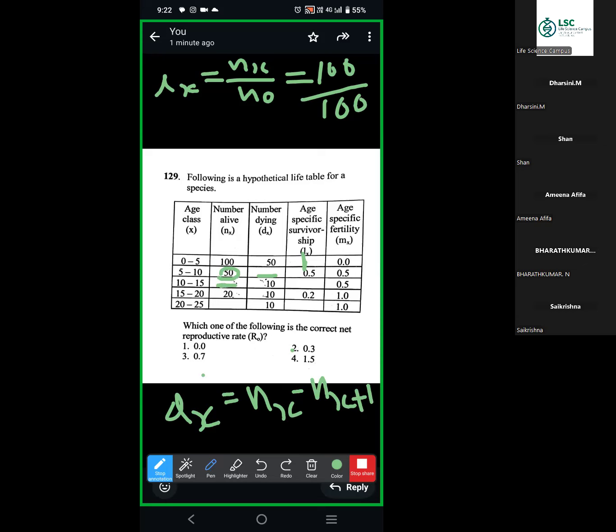Yes, ma'am. But we have here 10 individuals who died. And in the succeeding age class, there are 20 individuals. Is it clear?